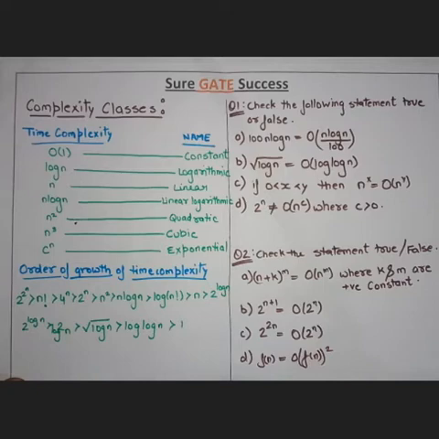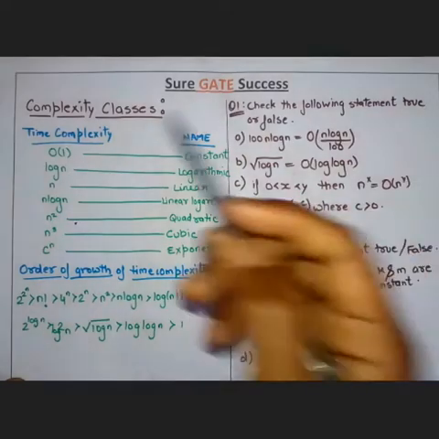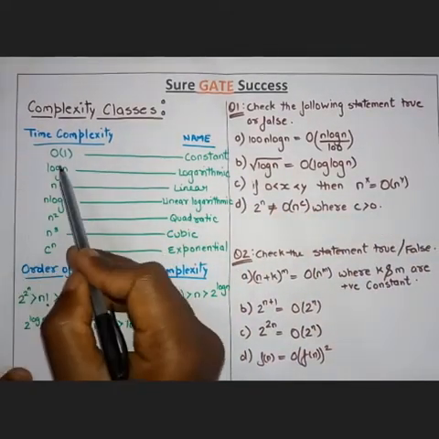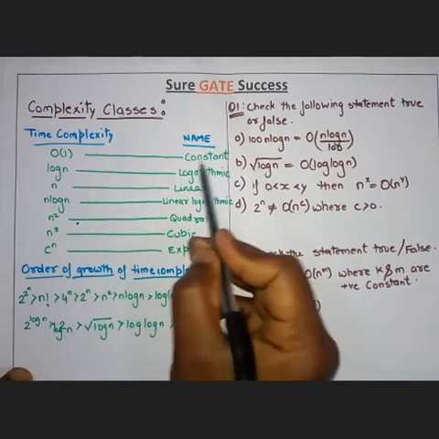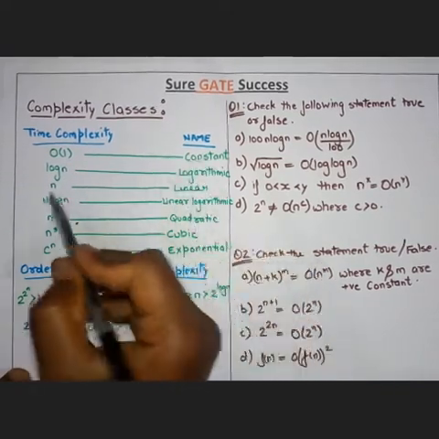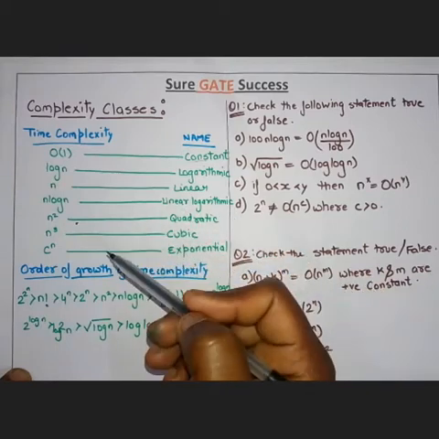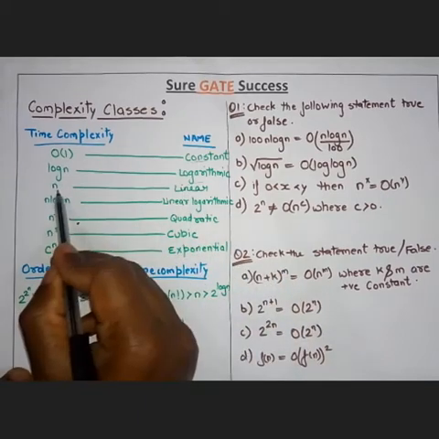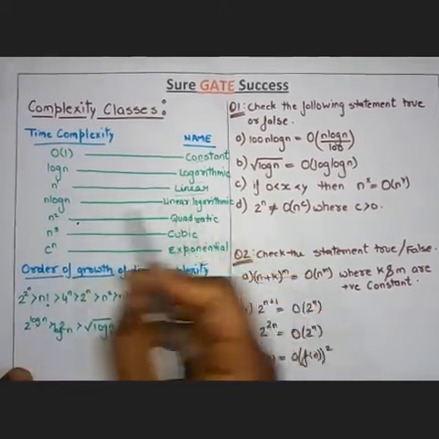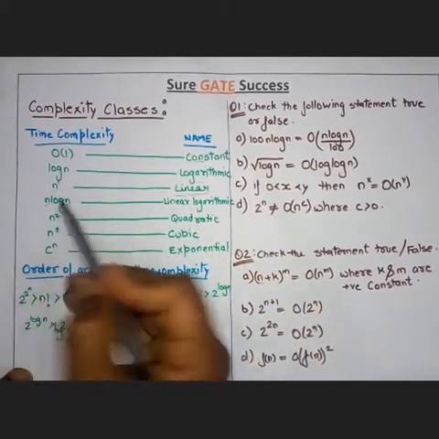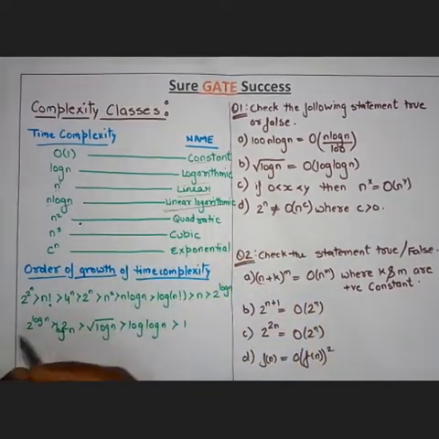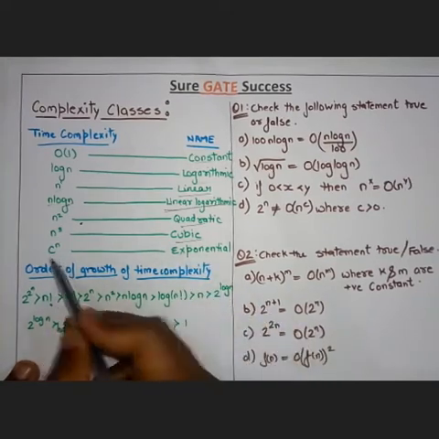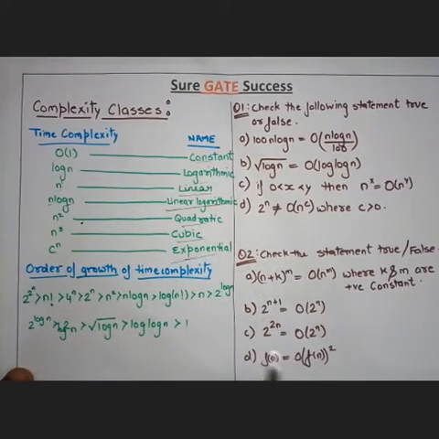Firstly, quickly understand the time complexity and their names. First one is order of 1. It is constant, so the name of the complexity is constant. There is nothing much in the name and time complexity. This is just logical. Log n is logarithmic, n to the power 1 means it is linear. And n log n is linear logarithmic. n to the power 2 is quadratic, n to the power 3 is cubic, and 2 to the power n is exponential.